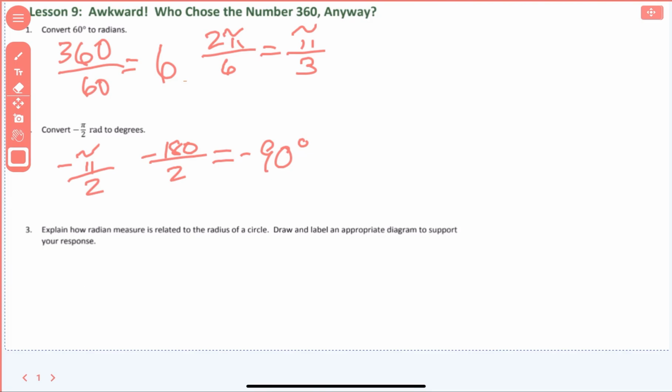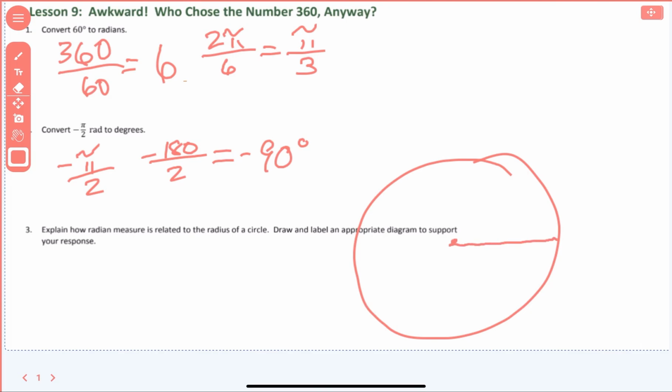Now, number 3 says, explain how radian measure is related to the radius of a circle. Draw and label the appropriate diagram to support your answer. You should have seen this in the video. I'm going to draw it right here really big. If I have a circle right here, and we're not even concerned now with the coordinate plane or anything like that, but if we go from the center and we do something like this, okay?